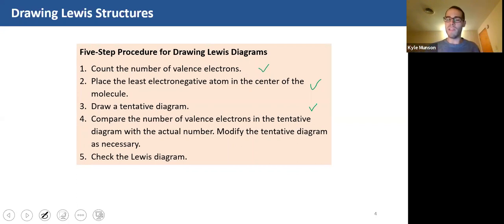We're going to do plenty of examples in this video together about this. And also there's a whole lab that you're going to be doing, the last lab of this semester, where you're just going to be drawing out a lot of these Lewis diagrams. So there's going to be plenty of practice before the final exam.